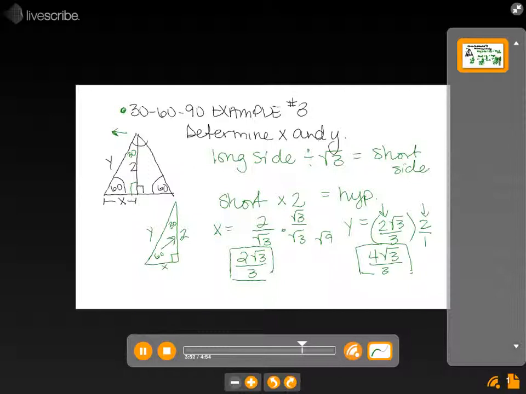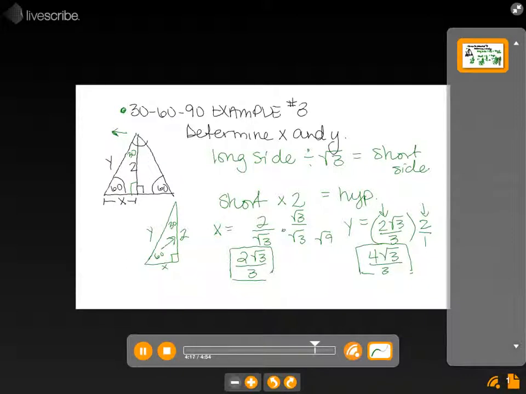Now, I will tell you that this particular example, where we're given the long side, is the hardest one to remember, because you have to take the long side, get the short side, then you have to take the short side and get the hypotenuse. And you're dividing by a radical, which causes people some problems. So this is the hardest type of example. We're going to walk through it again. We're given the long side in this problem.